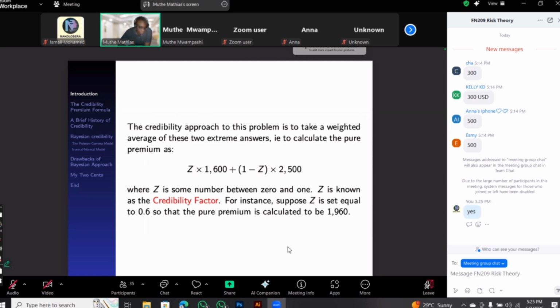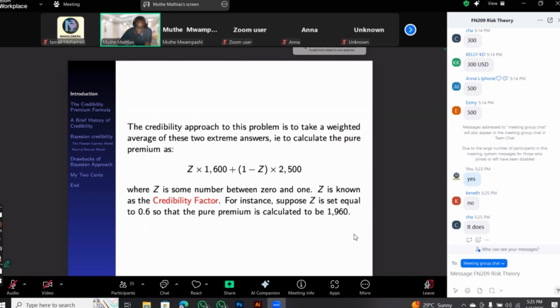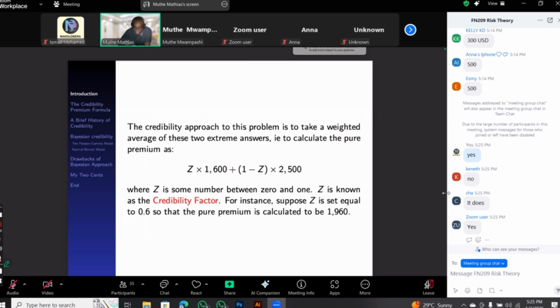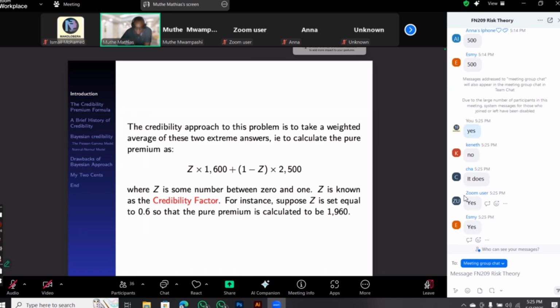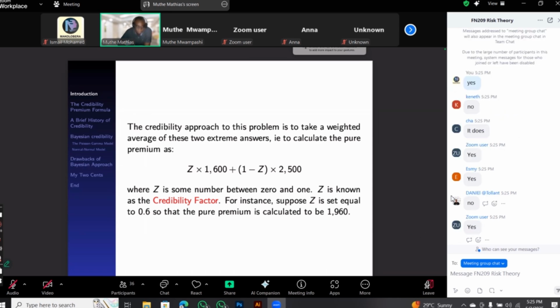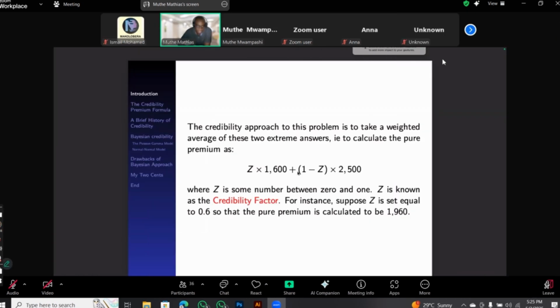Okay, so I can see maybe from one student, I don't know who the student is. Okay, Kenneth said no. Cha said it does. Okay, Zoom user said yes. Yes, Esme, okay. Daniel, yes, yes. Okay, so it seems like it makes sense except for one. So I will try to simplify this for someone who says it does not make sense, right? Because the idea is very simple here, so I expect it to make sense.